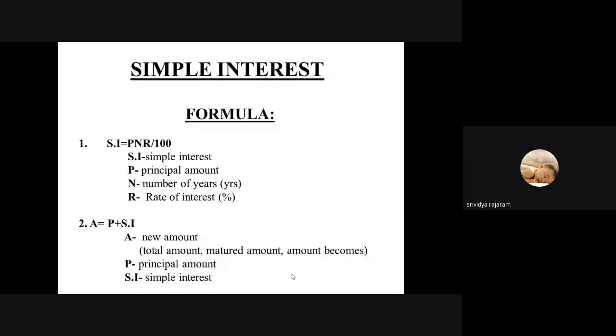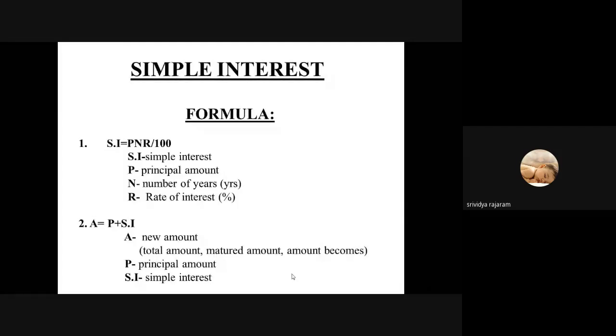For example, if there is a question, an amount becomes 2,000, then this 2,000 is nothing but the value of A. So clear with this? You have to see whether N is given in the form of years. And second, if you see any of these phrases like total amount, matured amount, or amount becomes, it is equal to the value of A. So these two formulas, make a note of it. Let us proceed with the problems.